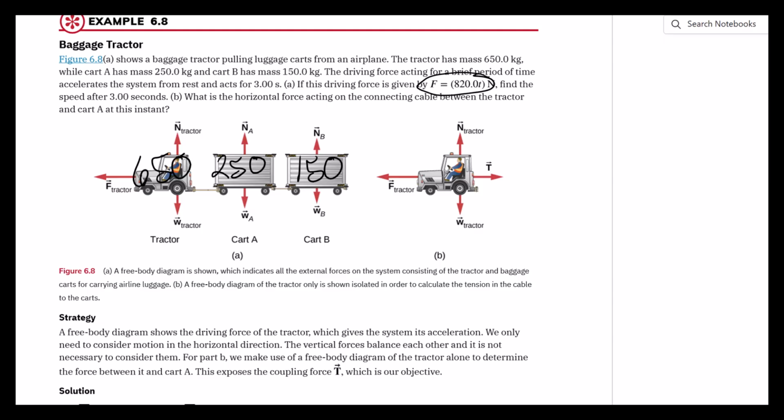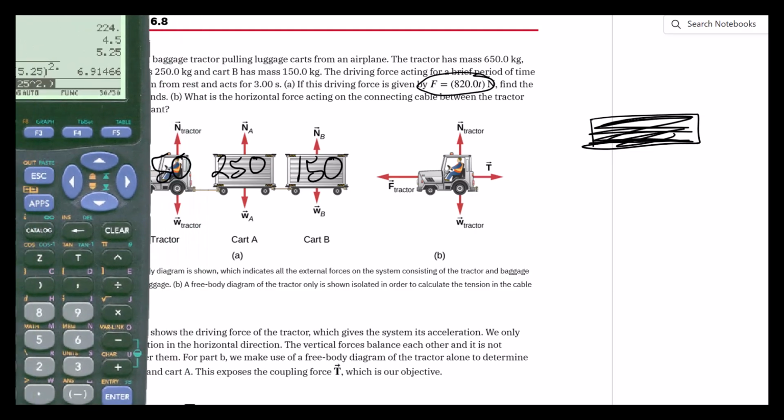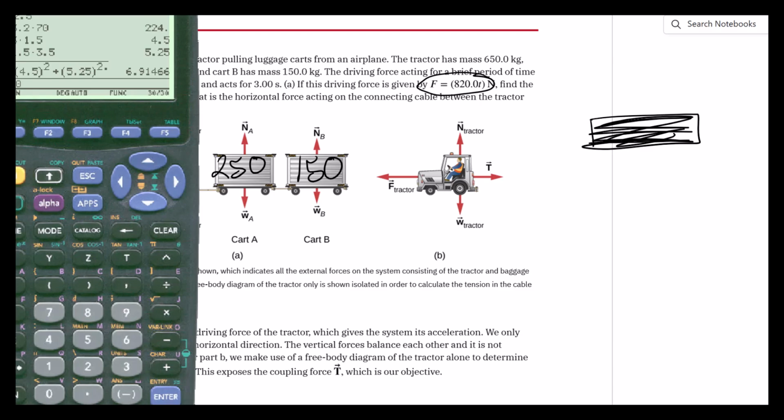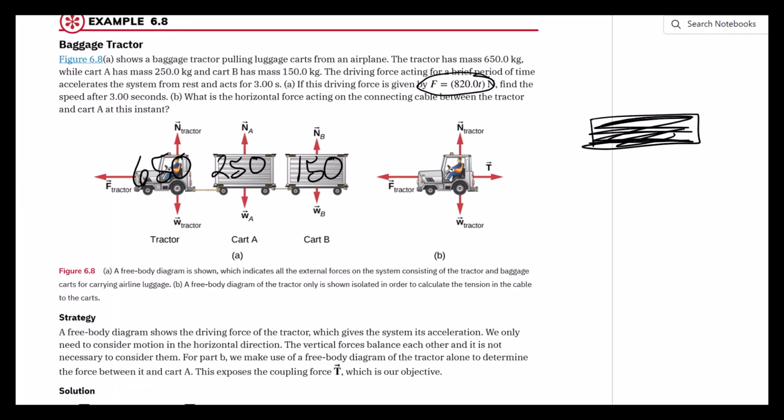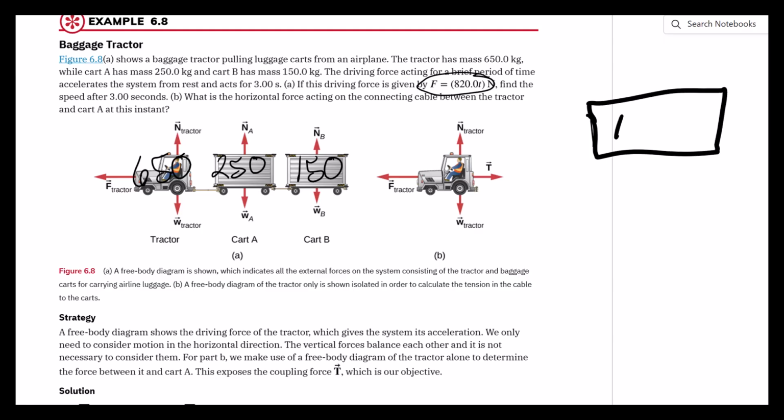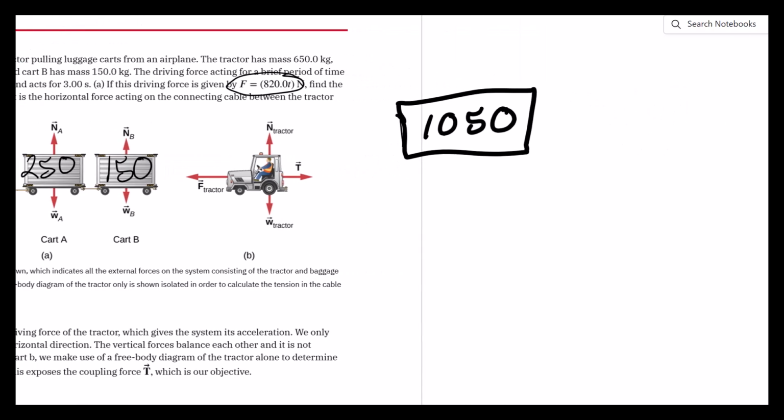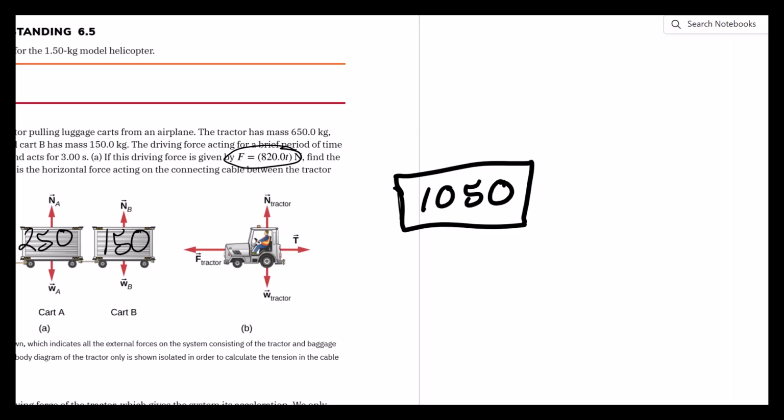Okay, so let's do the whole system as one big chonkadoodle. The whole thing together has a mass of 650, 250, and 150. So a chonkadoodle of 1050. So a giant box of 1050. And for some reason, they're driving it to the left, but I don't like driving left. I'm going to drive right because right is positive and I think better that way.